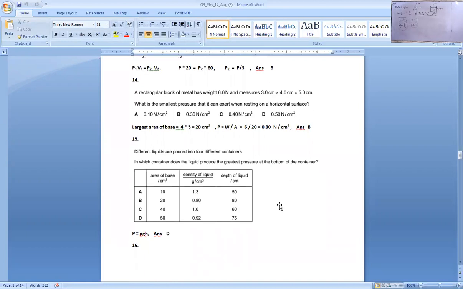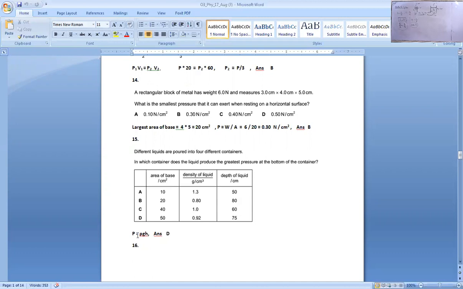Number 15 says different liquids are poured into 4 different containers. In which container does the liquid produce the greatest pressure at the bottom of the container? Remember, the pressure due to liquid is given by rho g h. We need density, we need value of g, and we need h. Value of g is fixed, 10. Here in the first column, area of the base is given. We have no concern with the area of base in case of the pressure due to liquids. So in this case, we need density and we need height.